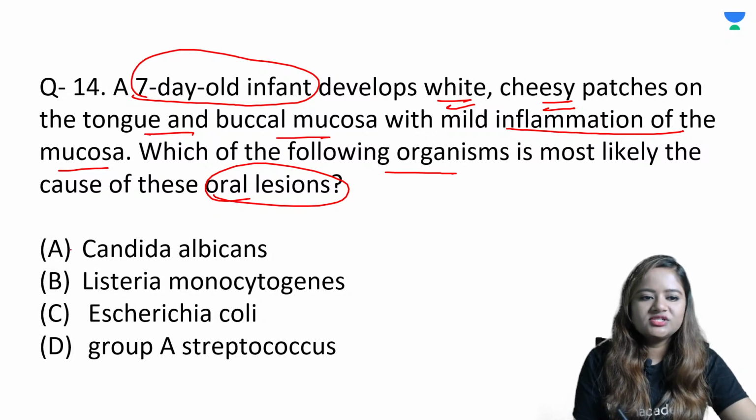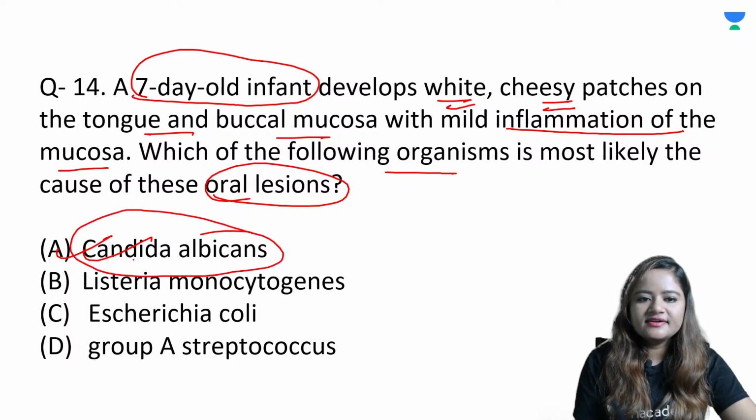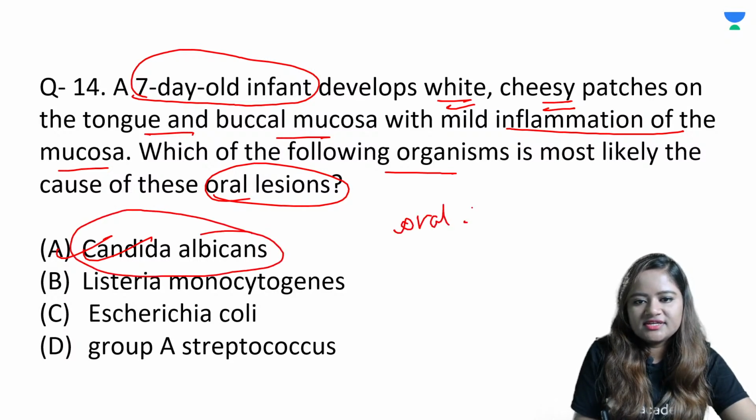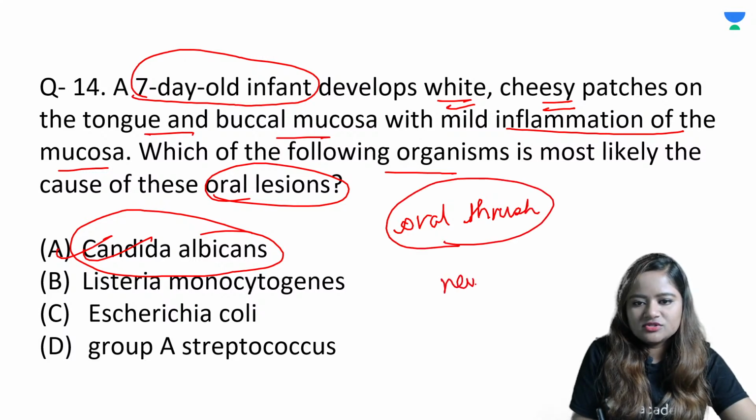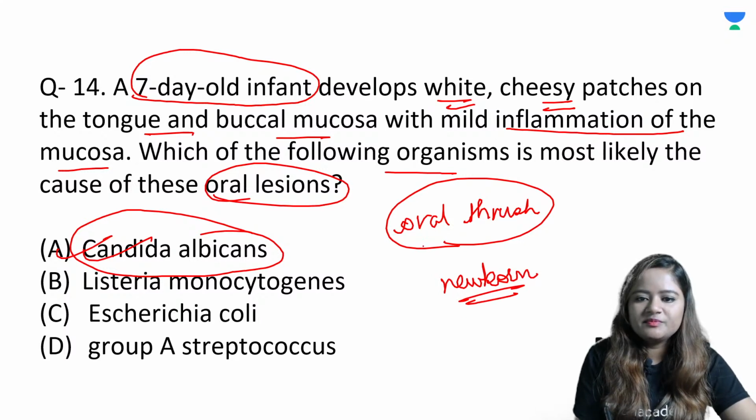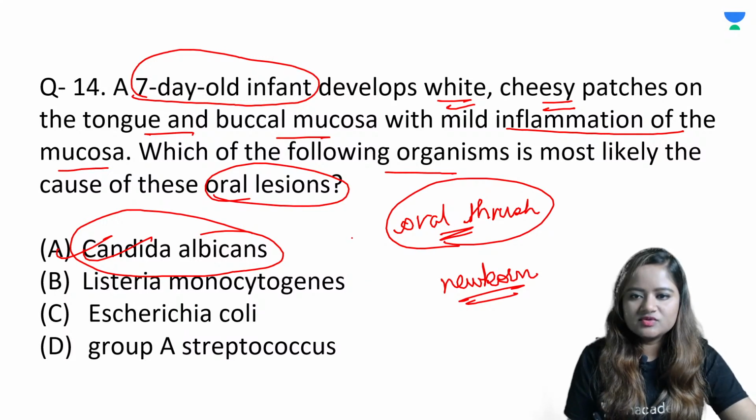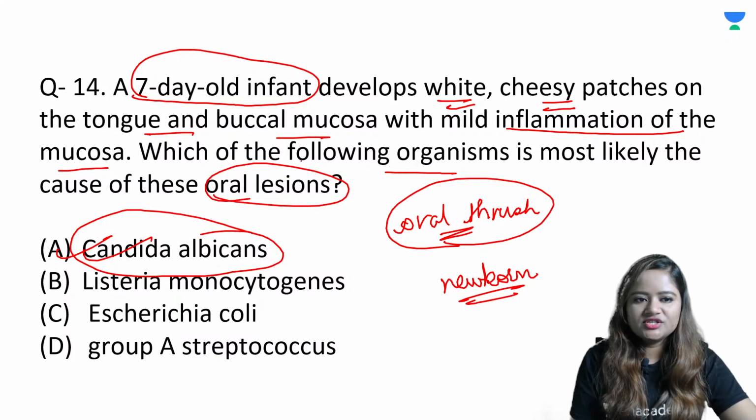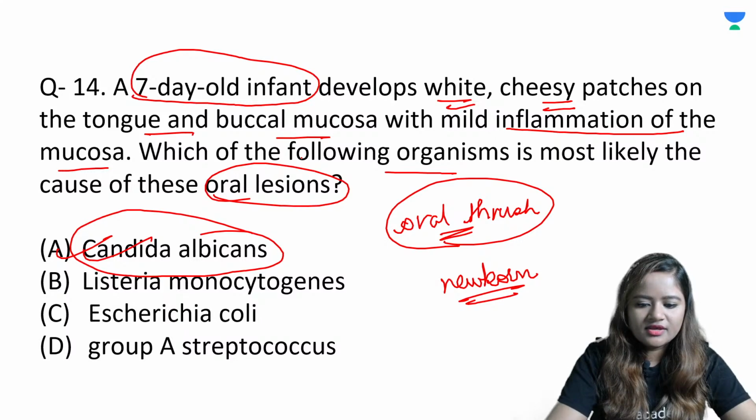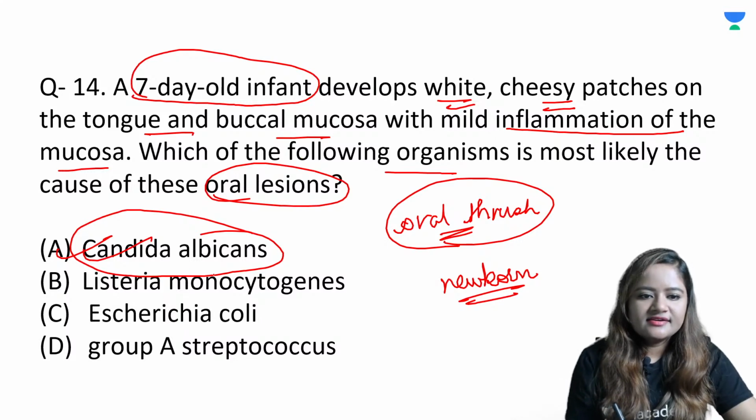Yes, the answer is option A. That is a simple fungal infection, and most likely it is Candida that leads to oral thrush. Oral thrush is one condition which can occur normally in newborns, and also in other age groups, and everywhere it is a white cheesy appearance on the tongue and buccal mucosa with a little bit of inflammatory change in the mucosa. So the answer is Candida albicans.